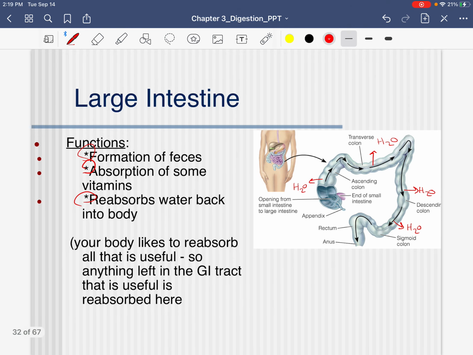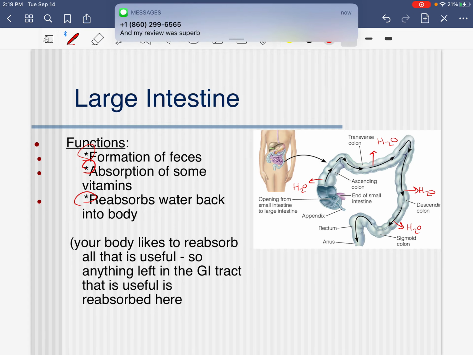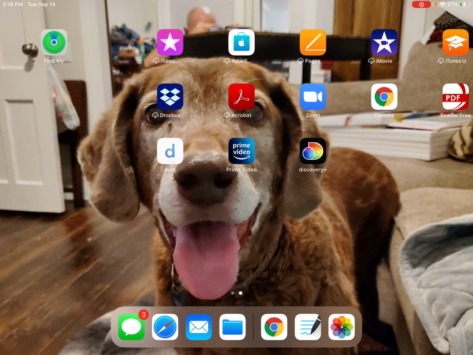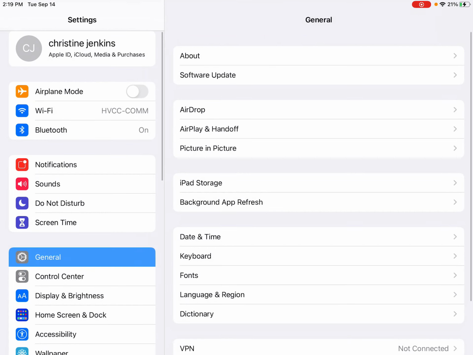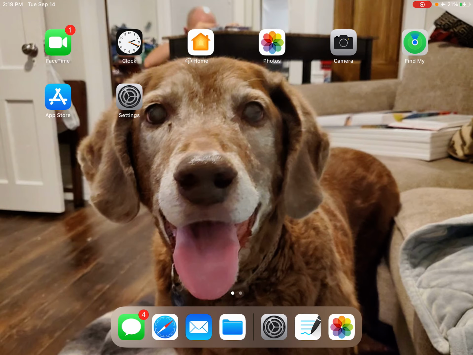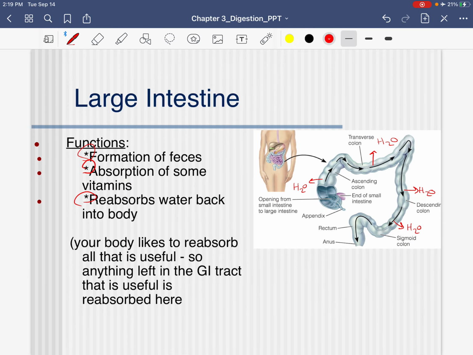Sorry about these. I thought I turned my phone onto airplane mode, but I guess I didn't. Let me see if I can do this real quick while you're on here, because I don't think you need to be seeing my text messages. Okay. Let's do airplane mode. All right. Perfect. Then we're just going to go back.